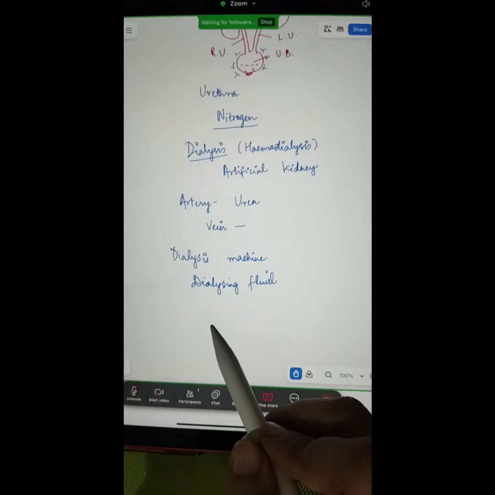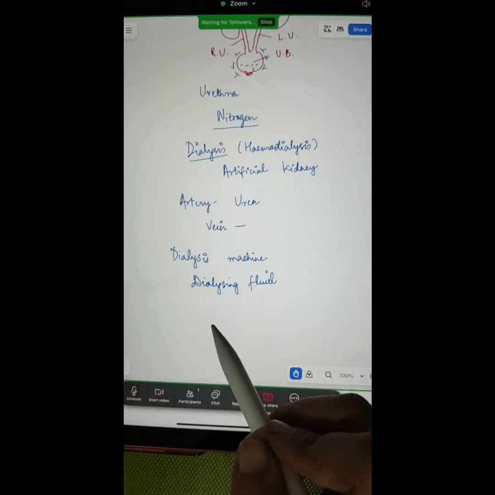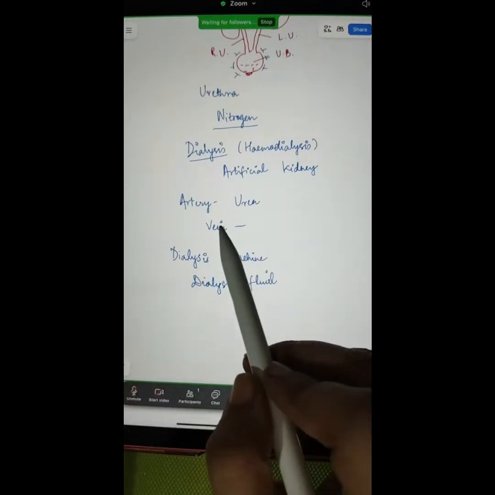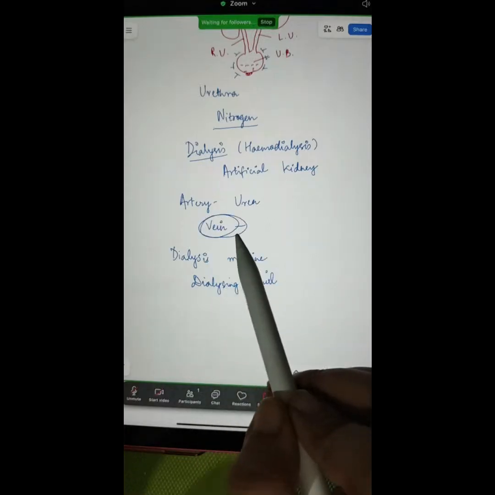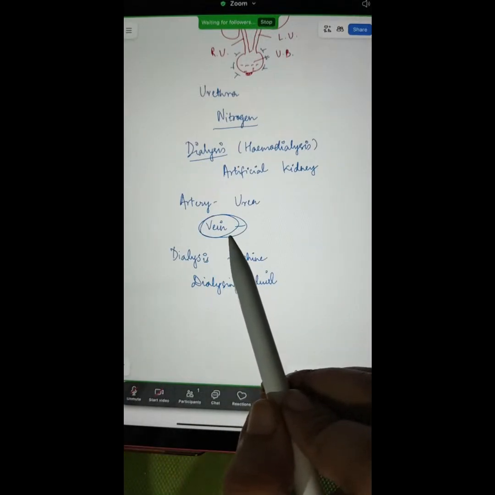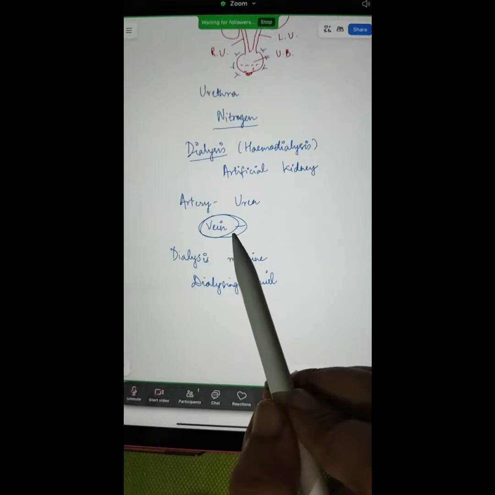So as the blood will come into this machine, the nitrogenous waste, because of the differential concentration, because of the phenomena of diffusion and osmosis, will be staying in the machine, whereas the blood, once the nitrogenous waste is removed, will be sent into the human body into its vein. I mean, into the vein, the urea-rich blood will be going.